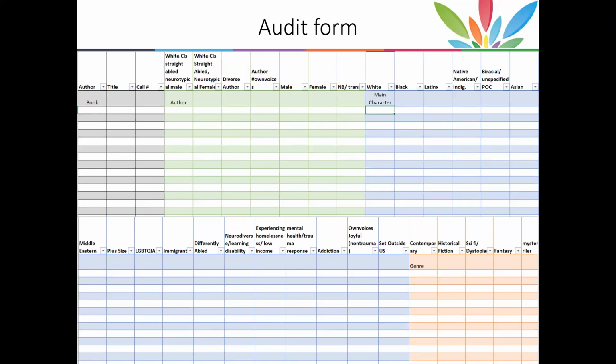The green section is for author criteria, so do you want to audit your author? The blue is for the main character. The orange section is genre. This form was compiled from information that I have personally audited for, as well as criteria that was sourced from another audit form. All of this is available in resources that I have on a LibGuides page, and again, I will try to put together a handout for folks.